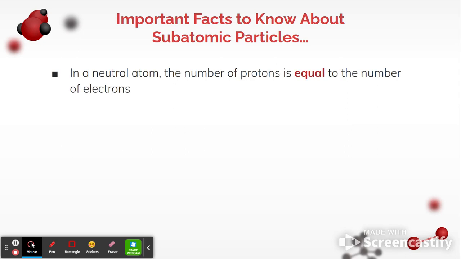In a neutral atom, the number of protons must equal the number of electrons. As we have established, protons and electrons have the same magnitude of charge, but protons have a positive charge, whereas electrons have a negative charge. Thus, in order for an atom to be electrostatically neutral, the number of protons must equal the number of electrons in order for the positive and negative components of the atom's charge to cancel out.